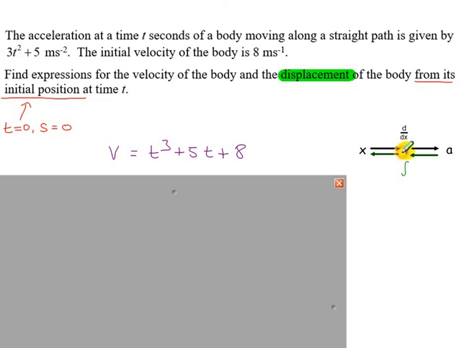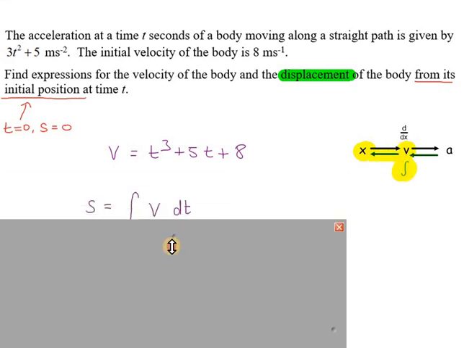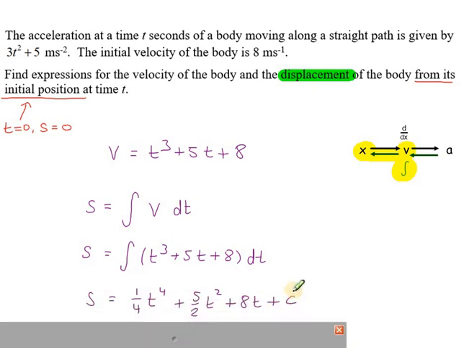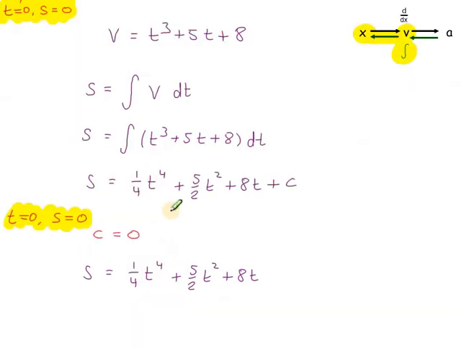Starting with the velocity, to work out the displacement, again, we're integrating. Integrate, work out the value of the constant c using these initial conditions. So c equals 0, and we have what we're looking for, an expression for the displacement.